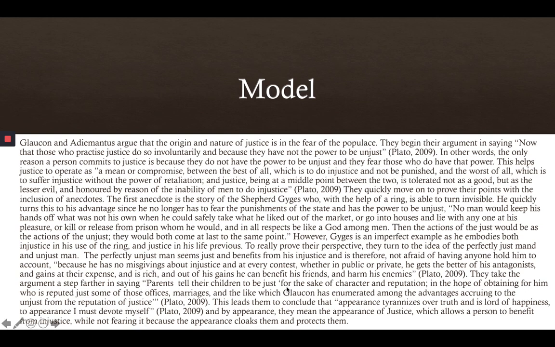This is a good lesson in quotes within quotes. So I'm quoting Plato at the front of "parents," but at the front of "for," I'm actually citing a quote within the Plato text. So for the sake of character and reputation, the hope, and so on. Then at the end, because it ends all the quotes, I have three. So if you're quoting within quotes, this is how it's done. Pay attention to that. This leads them to conclude that appearance tyrannizes over truth and it is the appearance of justice that really matters, because that's what shields you from the detriments of being an unjust person.